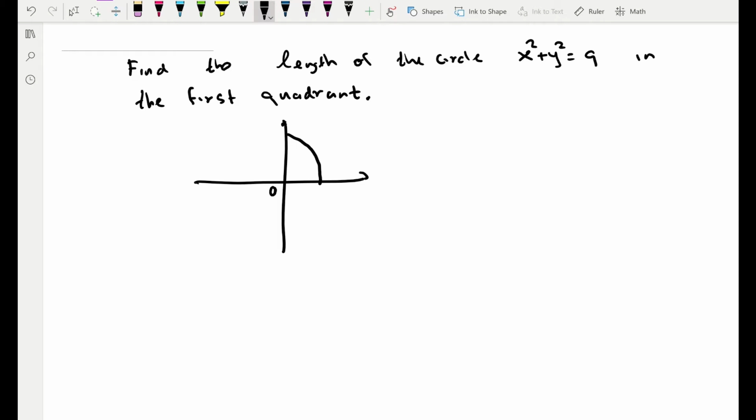So here's 0, so the circle should be touching here at 3, because when y is equal to 0, x squared is equal to 9, so that means x is either plus 3 or negative 3. But since we are dealing with positive x values here in the first quadrant, what's touching here is 3, so the radius is 3, so here it should also be 3. Okay, now you want the length of this circle in that first quadrant.